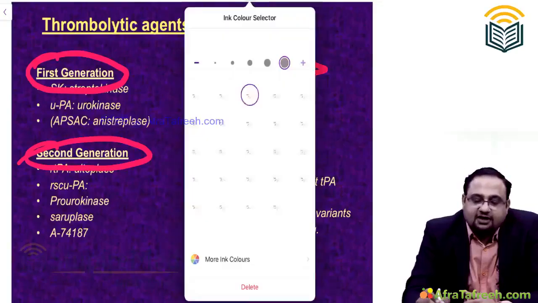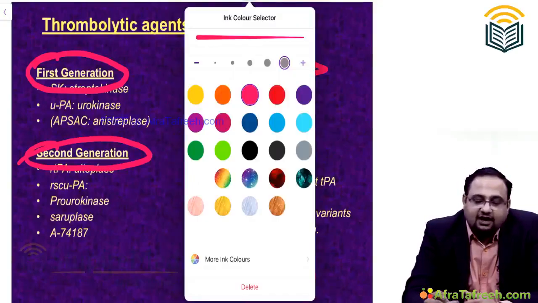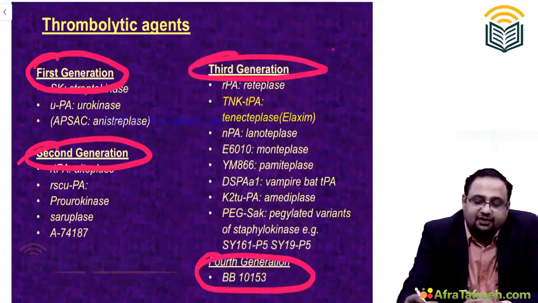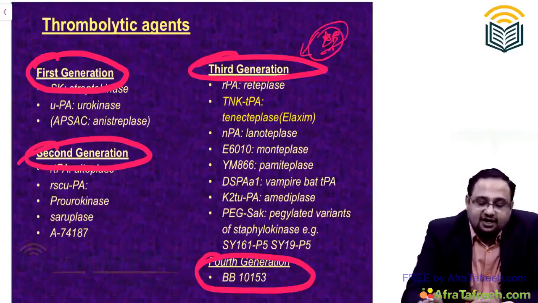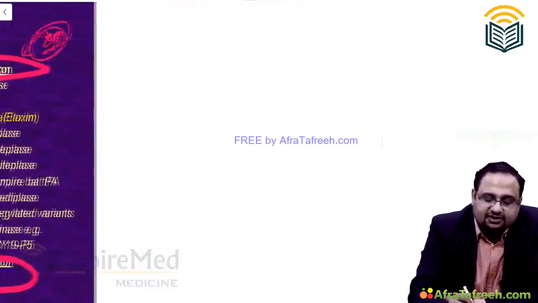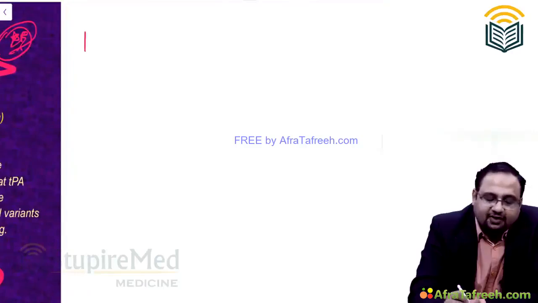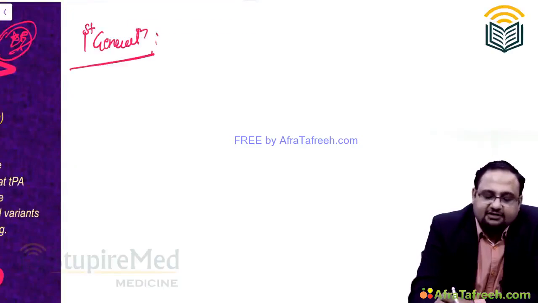Now the preferred in the market are the third generation. I'll tell you why they are preferred. First generation, the classic example, is streptokinase, friends. The first generation ones are the first generation thrombolytic agents.